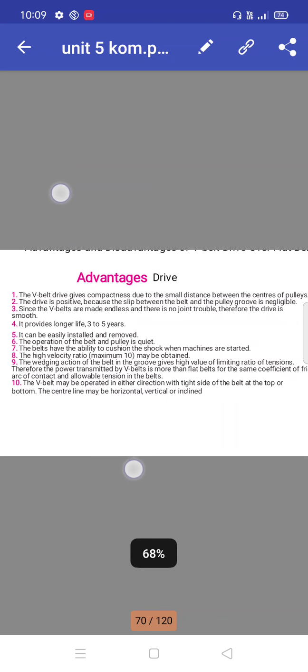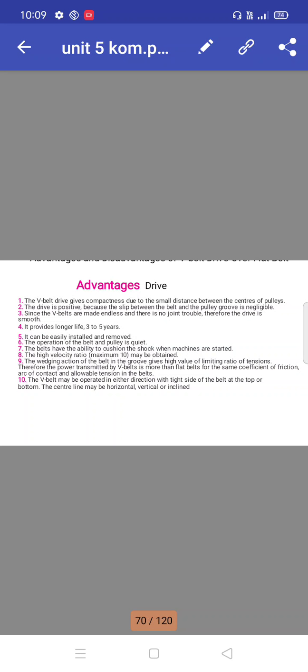Advantages of V-belt drive. The V-belt drive gives compactness due to small distance between the centers of pulleys. The drive is positive because the slip between the belt and the pulley groove is negligible. Since V-belts are made endless and there is no joint trouble, the drive is smooth. It provides longer life, 3 to 5 years. It can be easily installed and removed. The operation of the belt and pulley is quiet. The belts have the ability to cushion the shock when the machines are started.